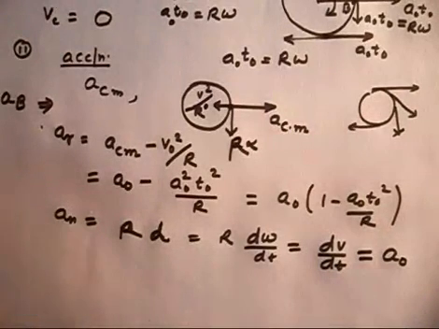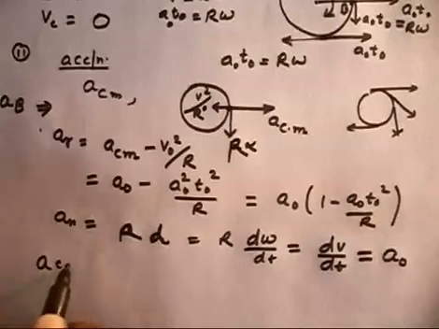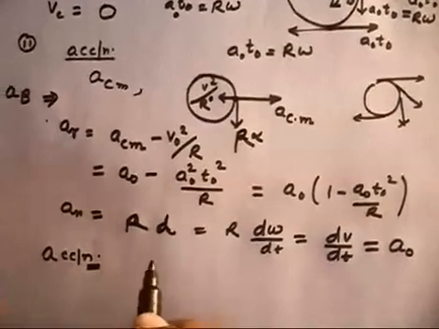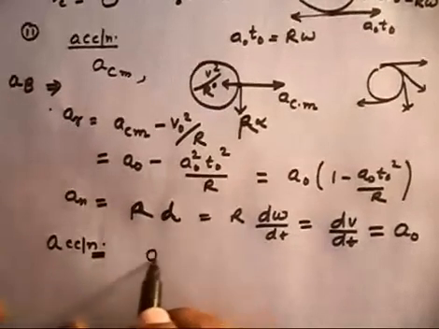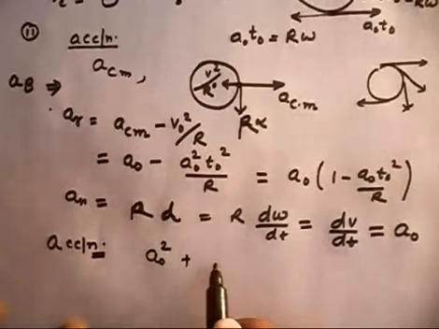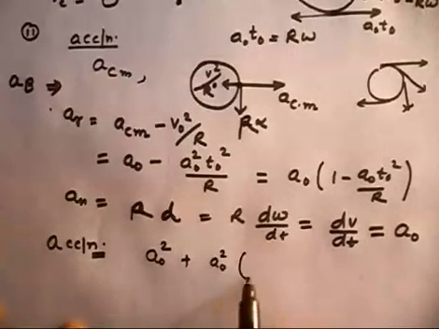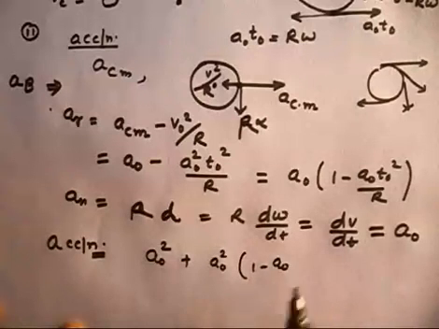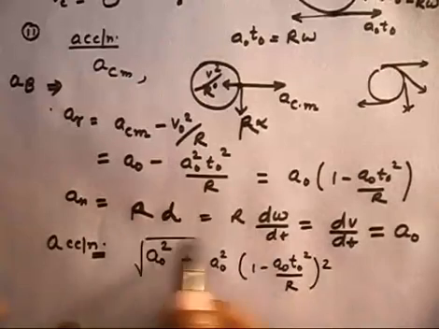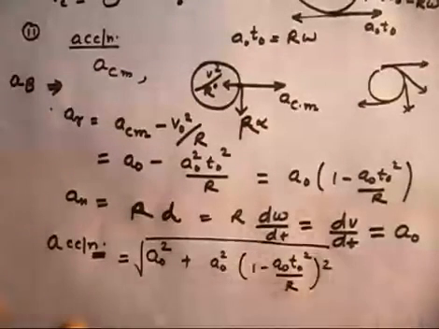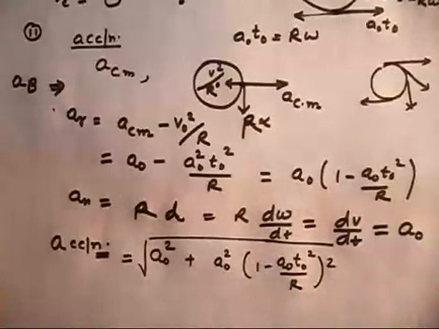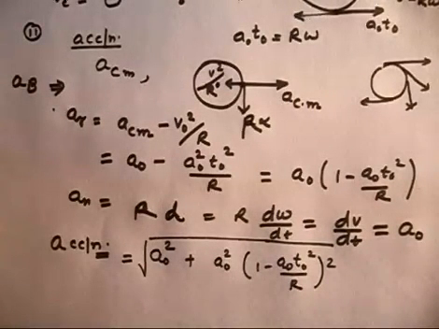So the total acceleration will be the radial component whole square plus the tangential component whole square, that is, square root of a naught square plus a naught square times 1 minus a naught t naught whole square by r whole square. So this will be the total acceleration for point B. The important point is we have to find radial as well as tangential, and then we have to take the square root for both. So let's discuss the next part.